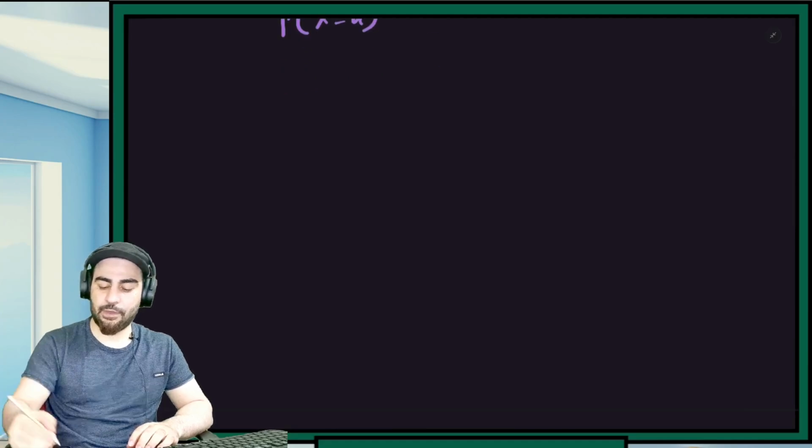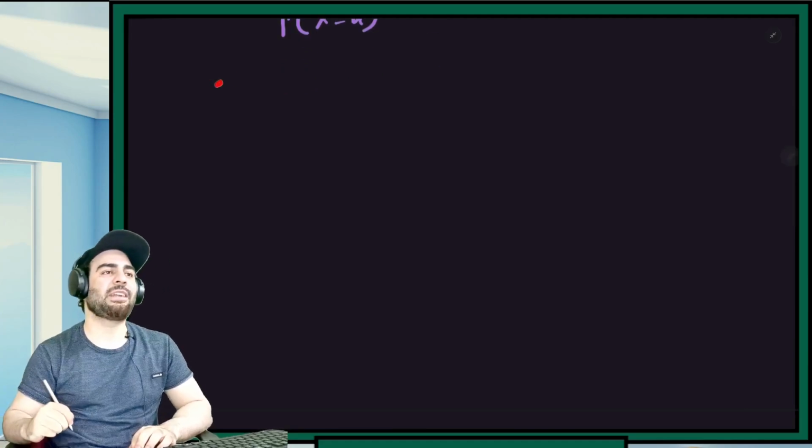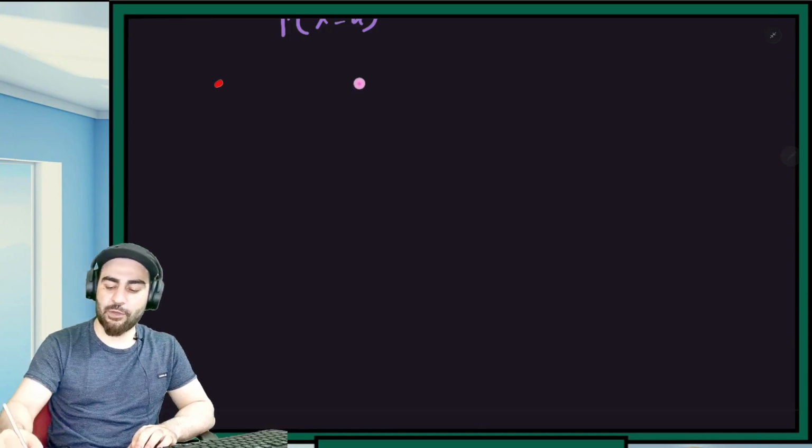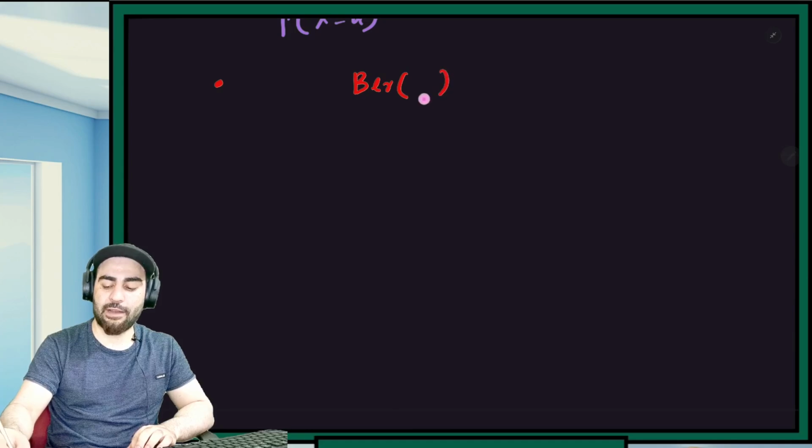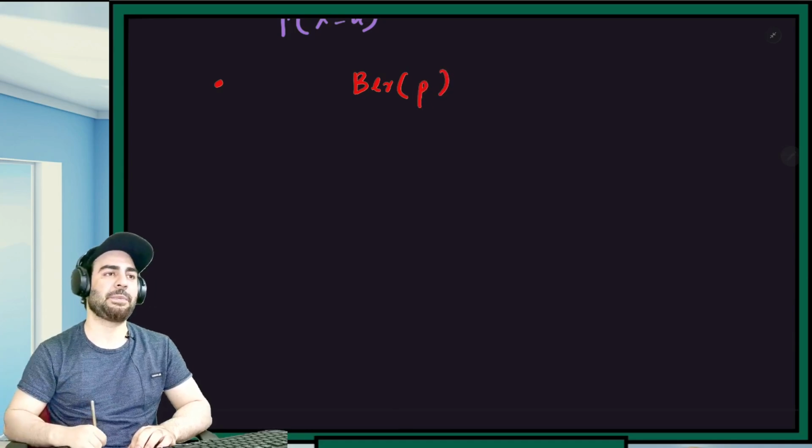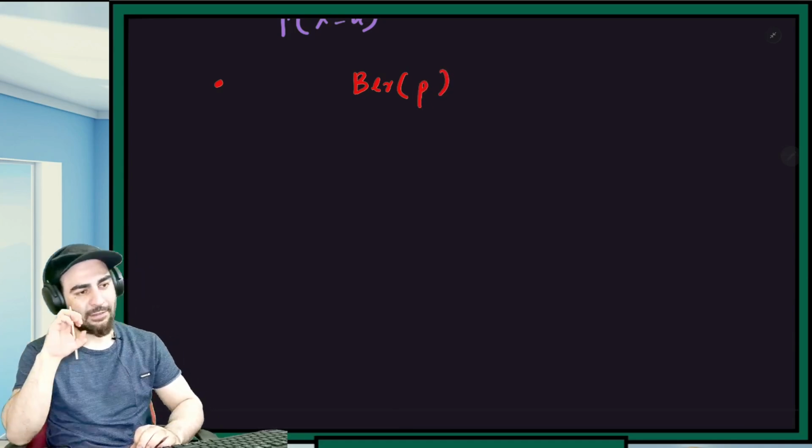Then we shifted gears and discussed different types of random variables. The first type was the Bernoulli random variable, and the Bernoulli random variable had one parameter, this p. So I said, why are these random variables studied?